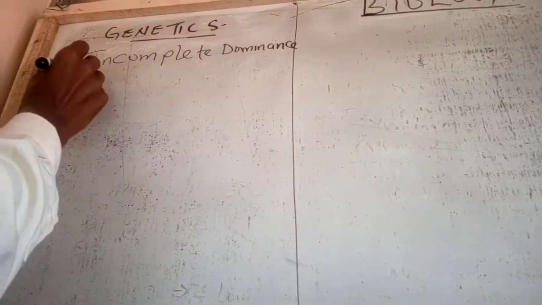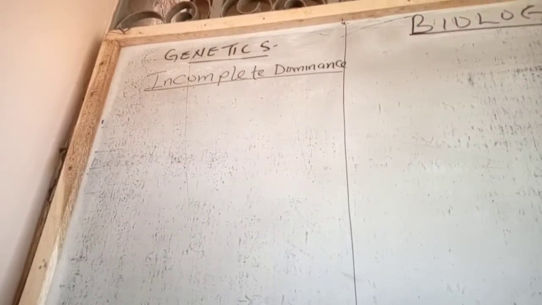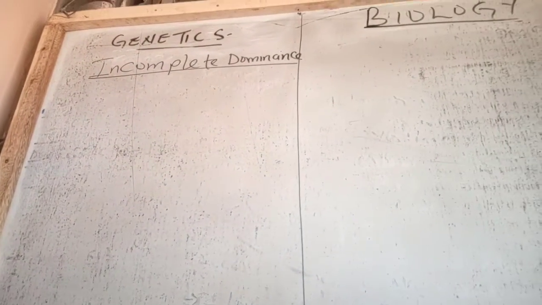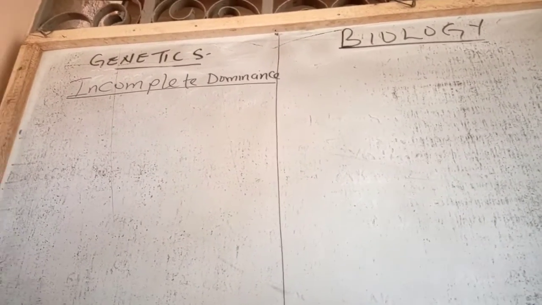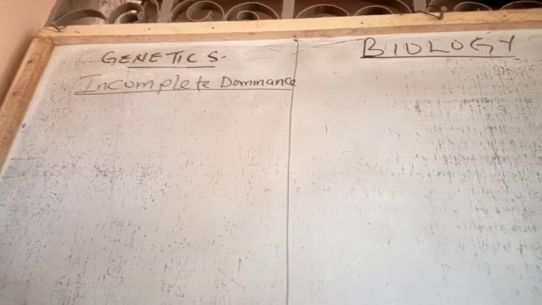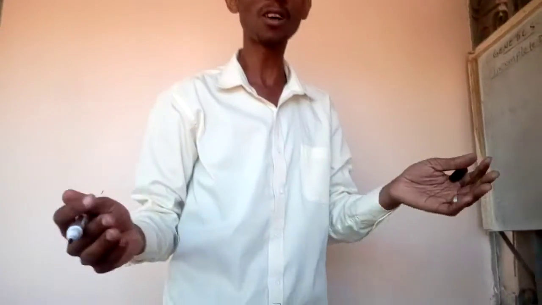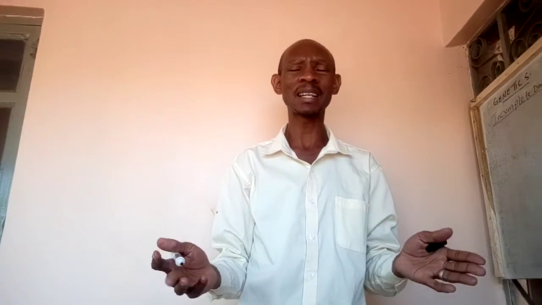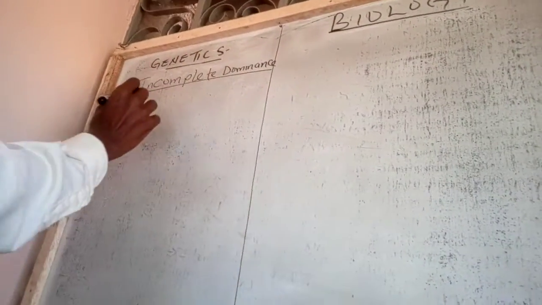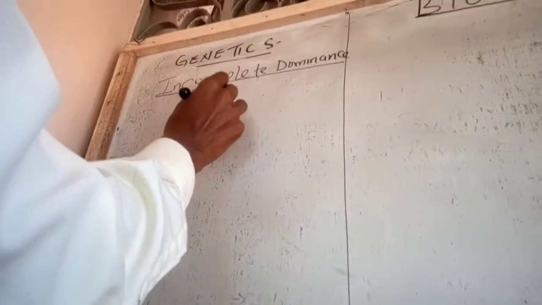Incomplete dominance is a condition in which each of the allelic genes expresses itself equally. Therefore, whenever you are asked to define incomplete dominance, it means a condition whereby the allelic genes express themselves equally. There is an example which I'm going to give here so that you can understand more.